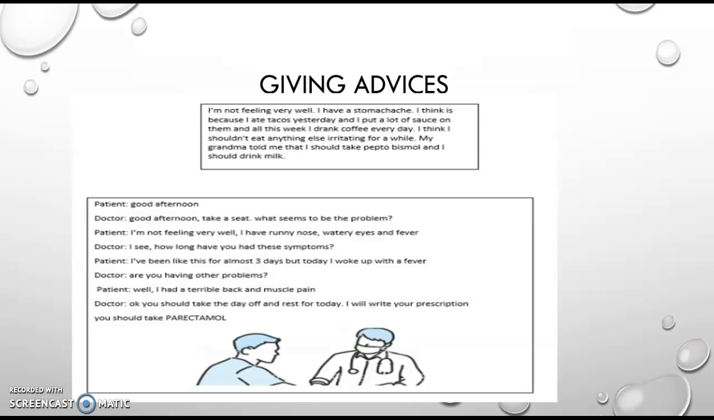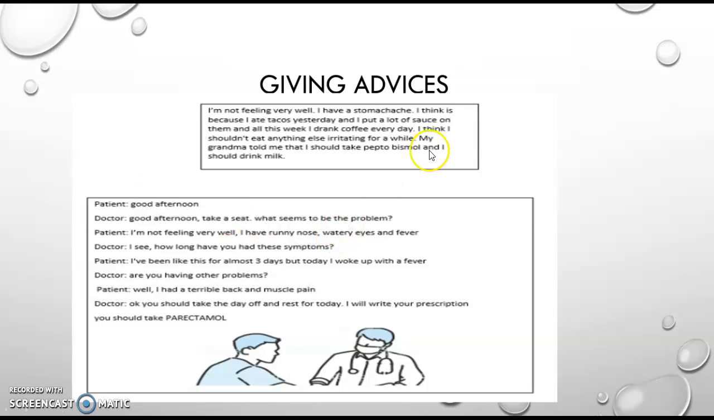Okay, so we can see the use of shouldn't. This is in a negative form. This is something that you shouldn't do, because if you do this you could have some consequences.